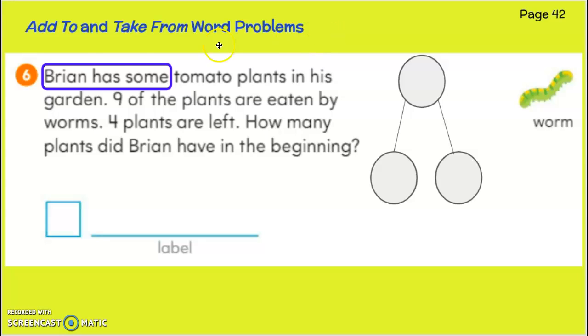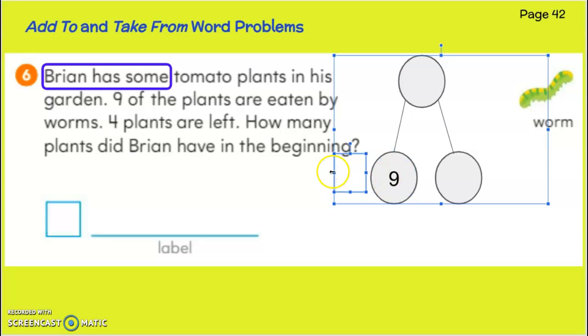All right, so we're working with add to or take from word problems. So was it an add to or a take from? Brian has some. 9 plants are eaten by the worms. So it's a take from, right? But what we know are that 9 were eaten and 4 are left. So we don't know the total. When they said Brian has some, we don't know what that is. So our start is unknown. We don't know what he began with, but we do know that 9 were eaten.